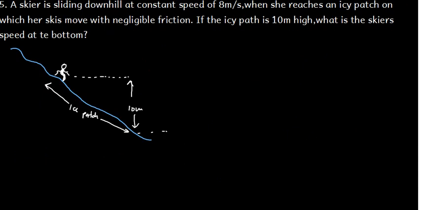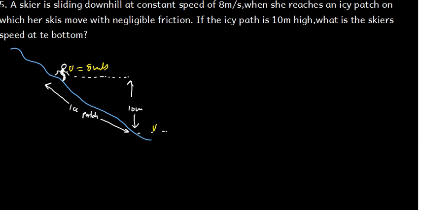Alright. So I've been given a next question. A car is sliding downhill at a constant speed of 8 meters per second when it reaches an ice patch on which her skis move with negligible friction. If the ice patch is 10 meters high, as we can see, what is the car's speed at the bottom? At this point, the initial speed is 8 meters per second. Now what will be the speed here?